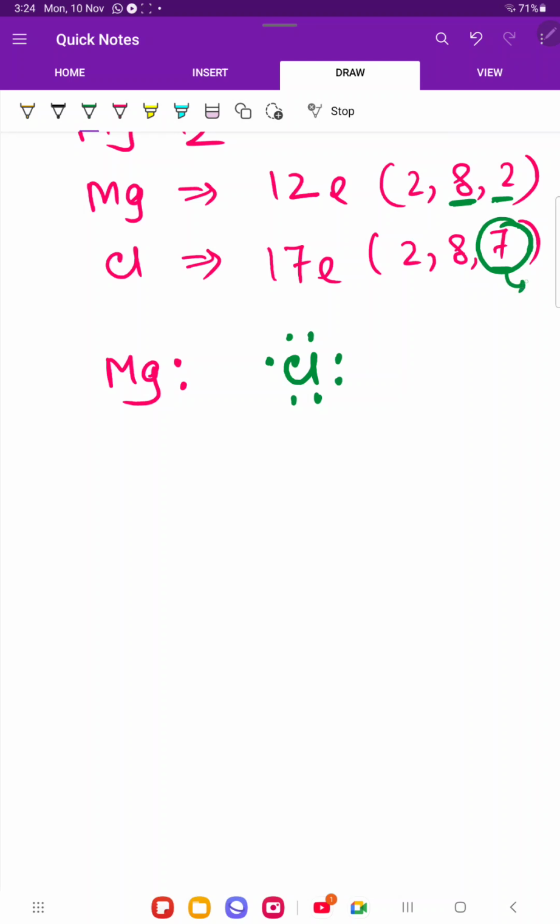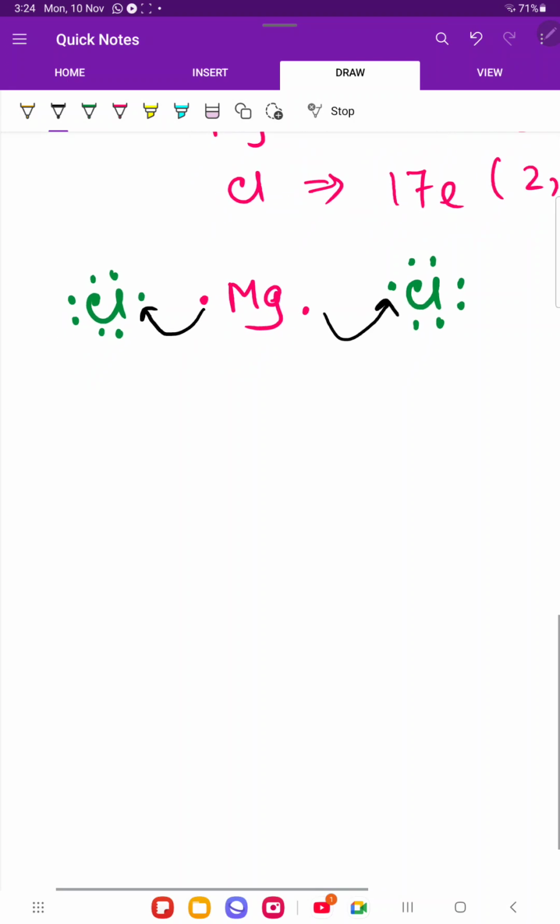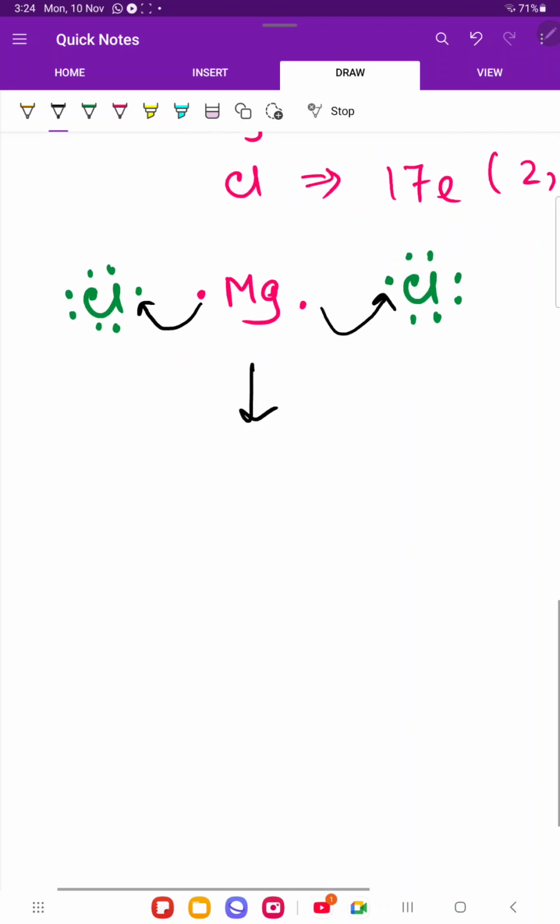The solution is that magnesium can donate 2 electrons to 2 different chlorine atoms. Another chlorine can come here having 7 electrons in the outermost orbital. Now this electron we can place here. So magnesium can donate 1 electron to this chlorine atom, and the remaining electron can be donated to the other chlorine atom.